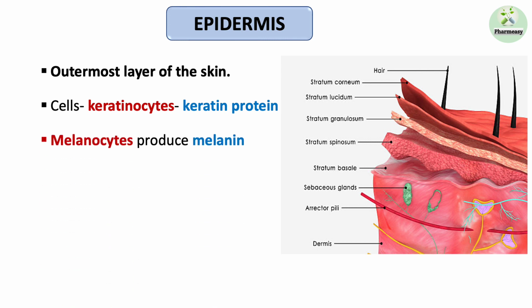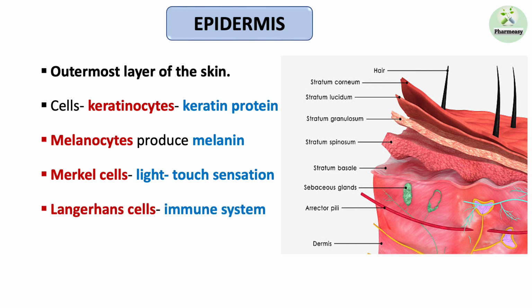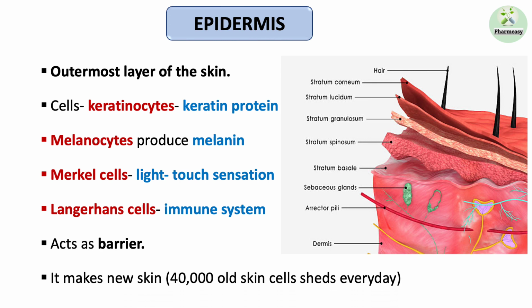Melanocytes contain melanin responsible for body color pigmentation. Merkel cells for light and touch sensation, and Langerhans cells responsible for immune system that depends on antigen-antibody mechanism. As epidermis is the outermost layer, so it acts as a barrier between external and internal environment. Interestingly, 40,000 old skin cells shed every day and new skin is formed. And this diagram clearly shows the layers of epidermis.